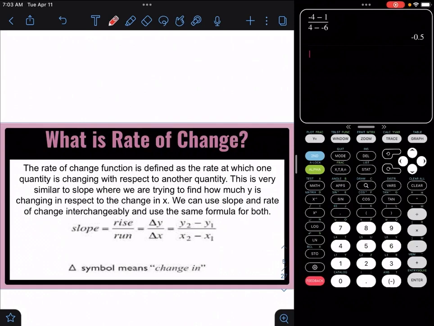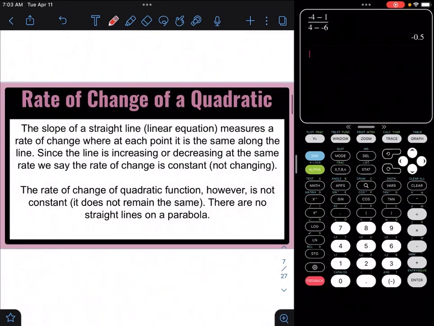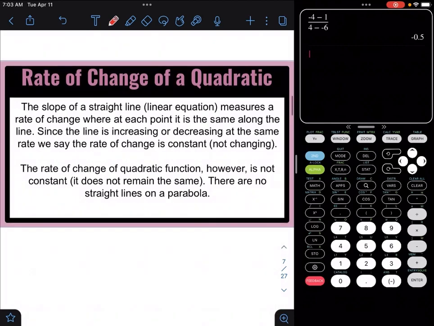So we're just trying to find how much does the y values change over how much does the x values change. Alright, so rate of change of a quadratics. The slope of a straight line, remember, another word for straight line is linear, measures a rate of change where at one point it is the same along the line. That is because if you look at this, if you take the rate of change from here to here, it's going to be the same as from here to here. These rises and these runs are going to be the same. Since the line is increasing or decreasing at the same rate, we say that the rate of change is constant, which means it's not changing.